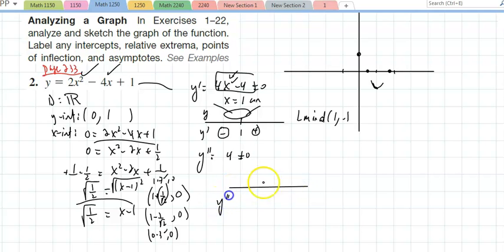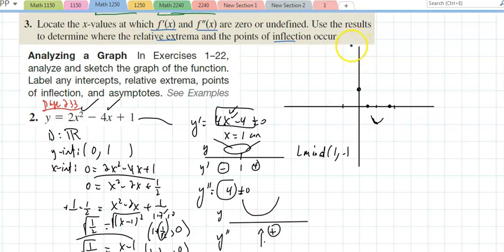I could say this is y double prime. There's no point to test, but if I pick any point, isn't the second derivative always positive? That means y is concave up from negative infinity to positive infinity. So since I know that, that's easy then. The graph has to go through its intercepts, through that point, and come back up. That's concave up from negative infinity to positive infinity.